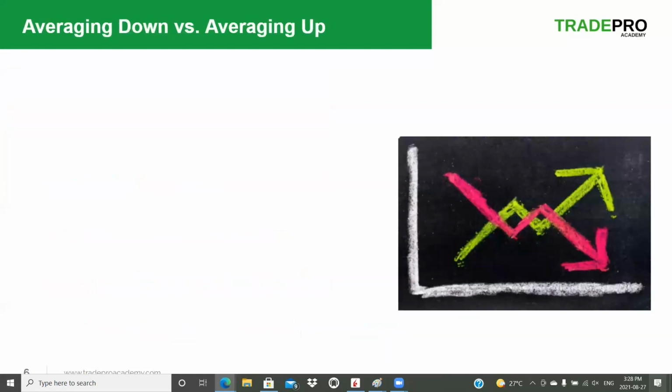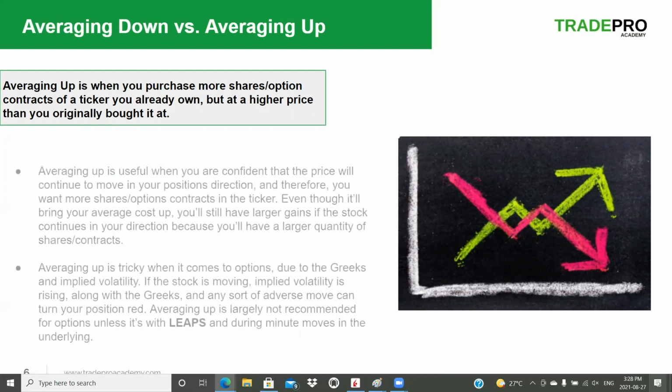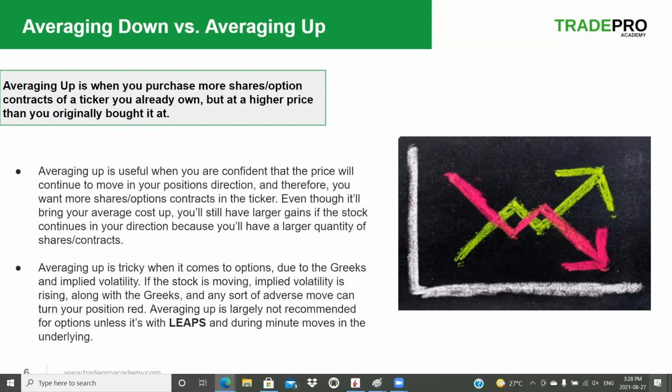So averaging down versus averaging up. Averaging up is when you purchase more shares or option contracts of a ticker you already own, but at a higher price than you originally bought it at. Averaging up is useful when you're confident that the price will continue to move in your position's direction, and therefore you want more shares or options contracts in the ticker. So even though it'll bring your average cost up, you'll still have larger gains if the stock continues in your direction because you'll have a larger quantity of shares and contracts.